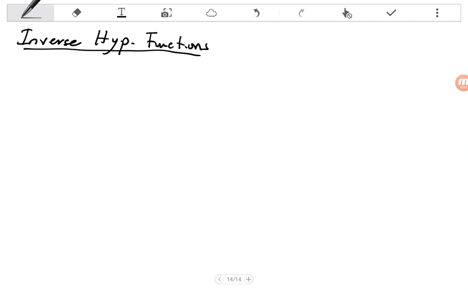So let's learn about the inverse hyperbolic functions. Every function that we have learned, we learn its inverse, or the inverse of its operation.